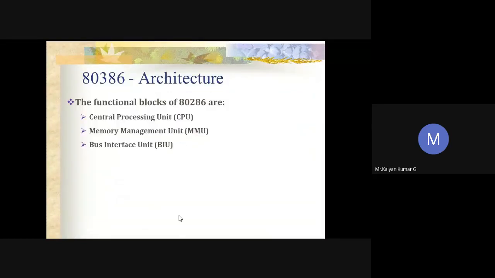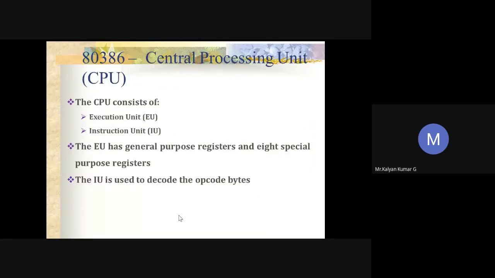As I said previously, we'll have three main function blocks in this architecture. I'll see them one by one in detail. So as you know about the 386 CPU, what are the main functions of a CPU?